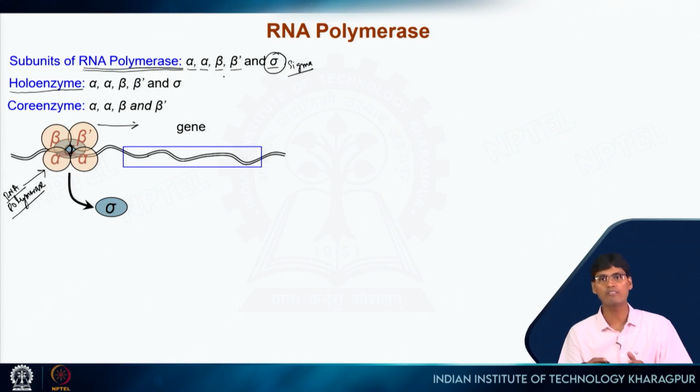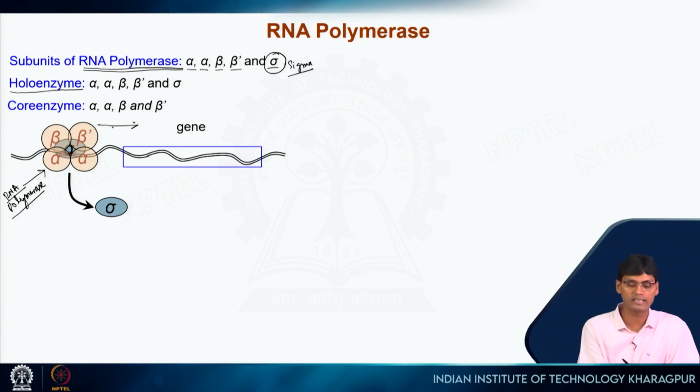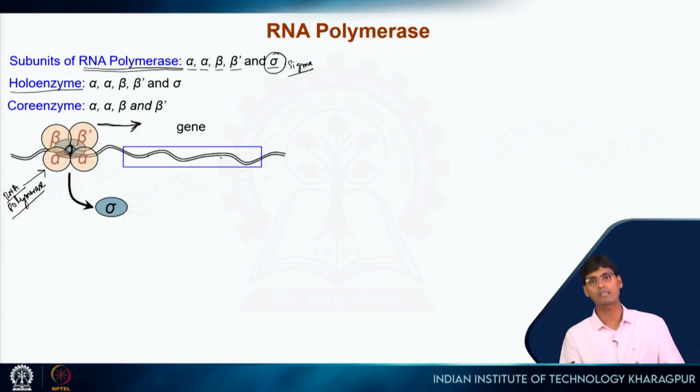Because of this high affinity between the sigma factor and the promoter sequence, it might be difficult to move this RNA polymerase towards this direction. So whenever sigma is released, then RNA polymerase can efficiently move towards the downstream of this gene, and it can make the product, it can make the RNA out of it.